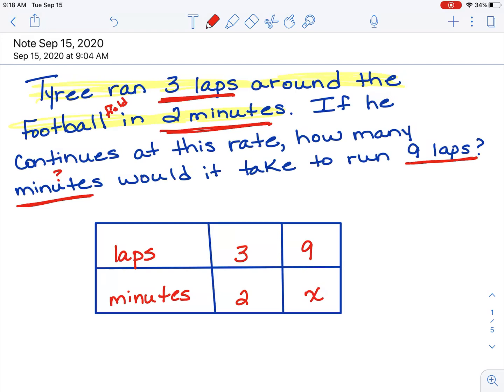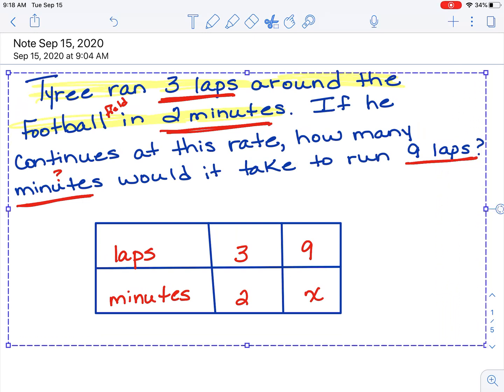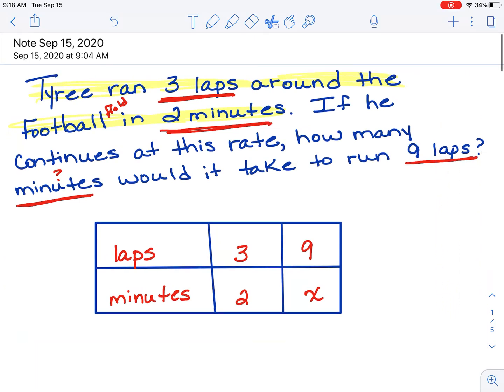Well, now you have your ratio table filled. At this point, you know what to do. I've been giving you these. But filling them is the deal. So let's look at this again.